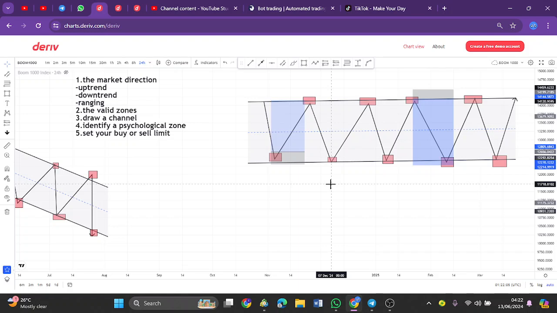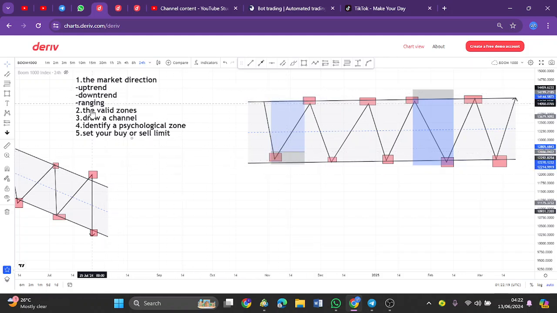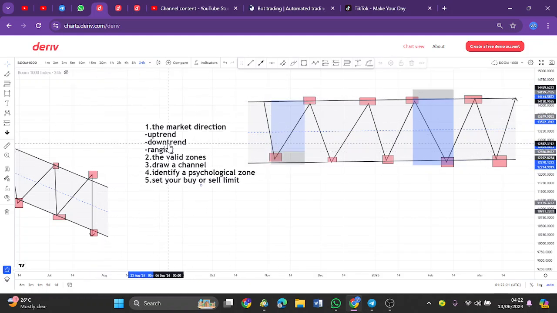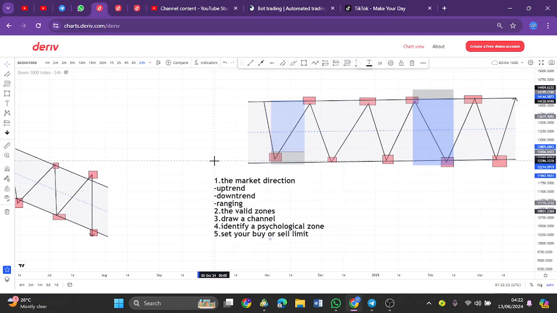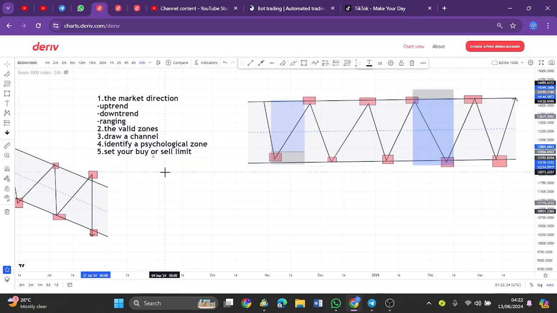But when it comes to the market, it does not usually occur like this. So now let's go to the market and let me show you how it is. You should have this in mind when we are going to open the chart: the direction, uptrend, downtrend, ranging, the valid zones, draw your channel, identify psychological zone, then set your buy limit or sell limit. Now we go.